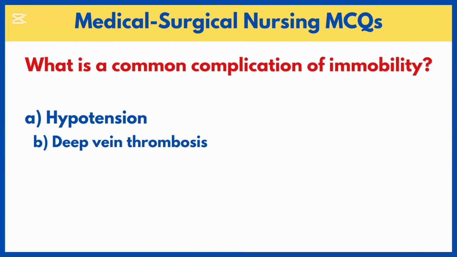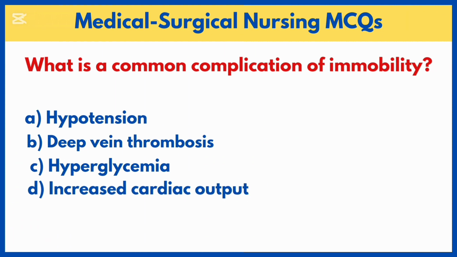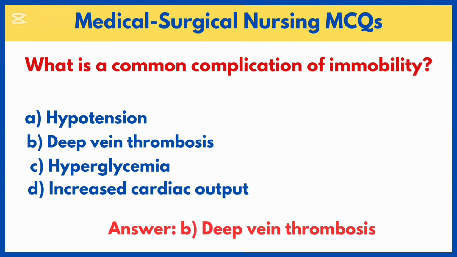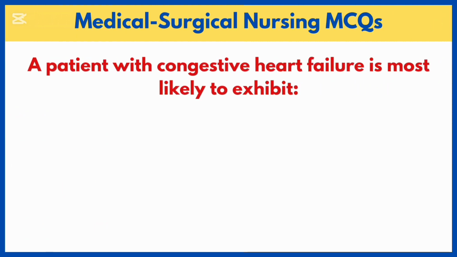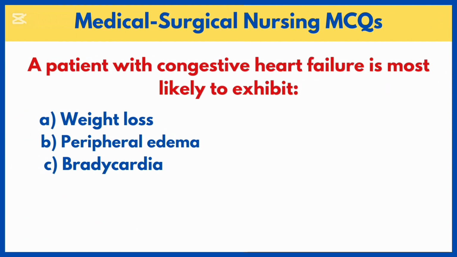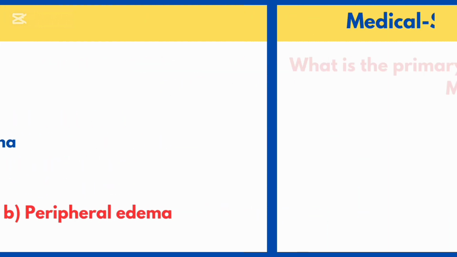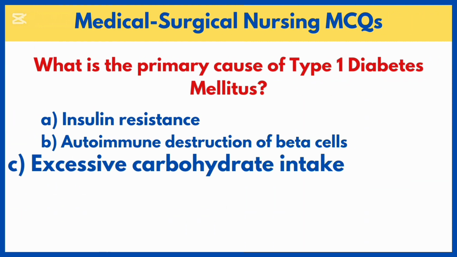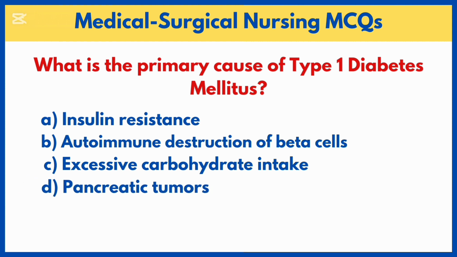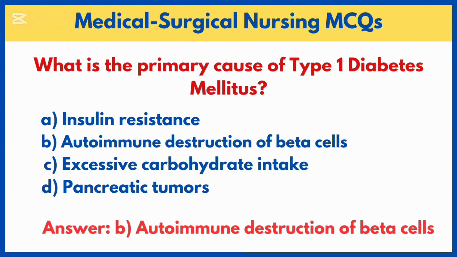What is a common complication of immobility? Correct answer is option B, deep vein thrombosis. A patient with congestive heart failure is most likely to exhibit. Correct answer is option B, peripheral edema. What is the primary cause of type 1 diabetes mellitus? Correct answer is option B, autoimmune destruction of beta cells.